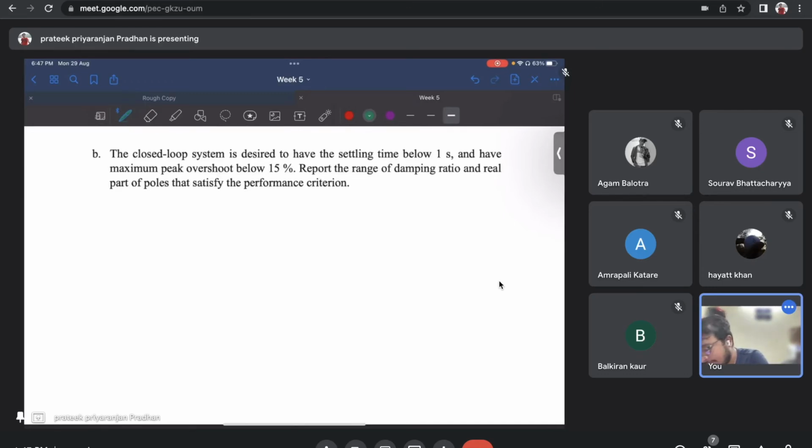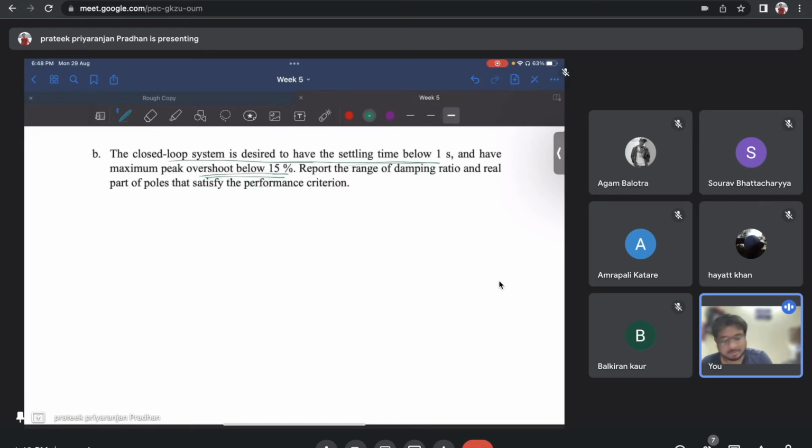The question says, if the closed loop control system is desired to have settling time below 1 second and the maximum peak overshoot below 15%. In the last class, I had explained the second order responses, and I recommend you not to remember anything but those expressions. If you remember those formulas, this question will take 2-3 minutes in the GATE exam. You can solve it in 30 seconds also.